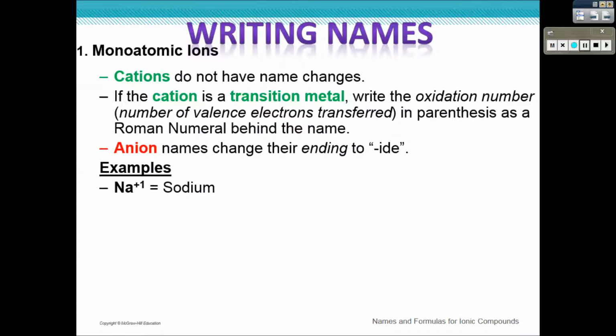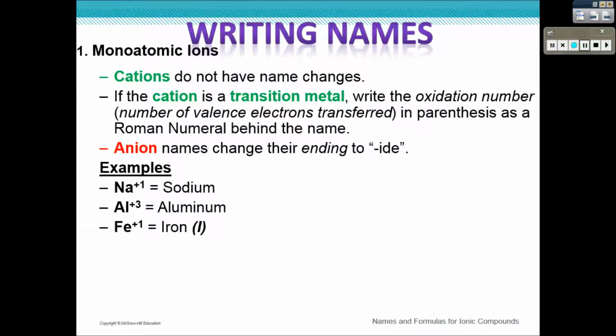Here is Na+1. Na is sodium on the periodic table. It's a regular metal. No name change, just sodium. That's the sodium ion. Al+3. That's a regular metal as well. Aluminum. So its name will be aluminum.